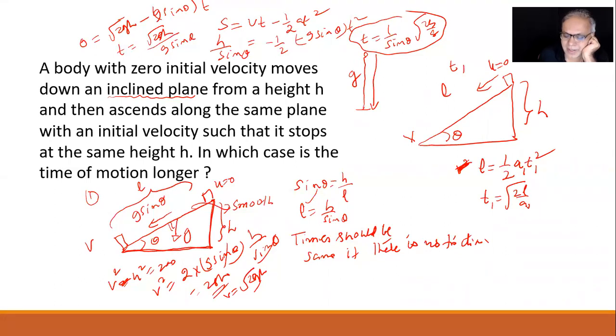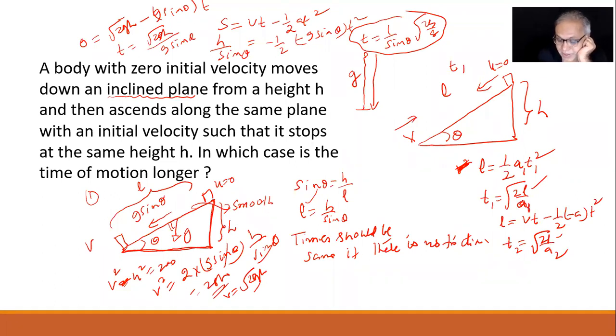Tell me, if I project it with v like this, final velocity is 0. If I write that equation once again, suppose the distance is same, it is going to same height. Final velocity v is 0, so L equals v t minus half a t square, because while going up, acceleration is opposite to the velocity. So once again, I'll get t2 equals root of 2L by a2. That means L is same for both, but accelerations are different because friction will be different, and friction will be acting in different direction.